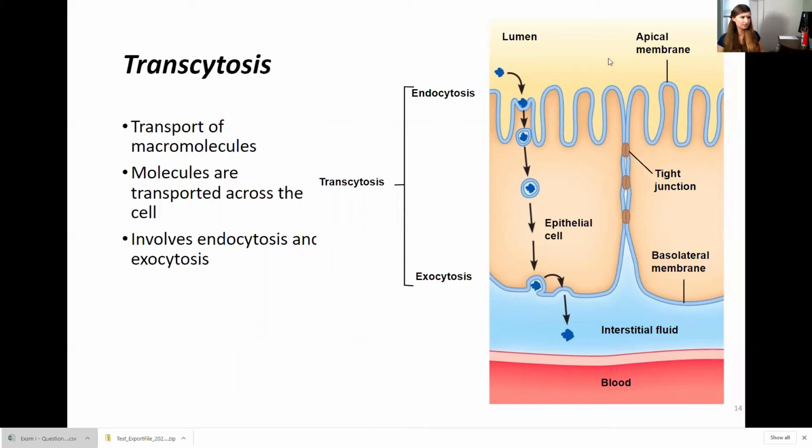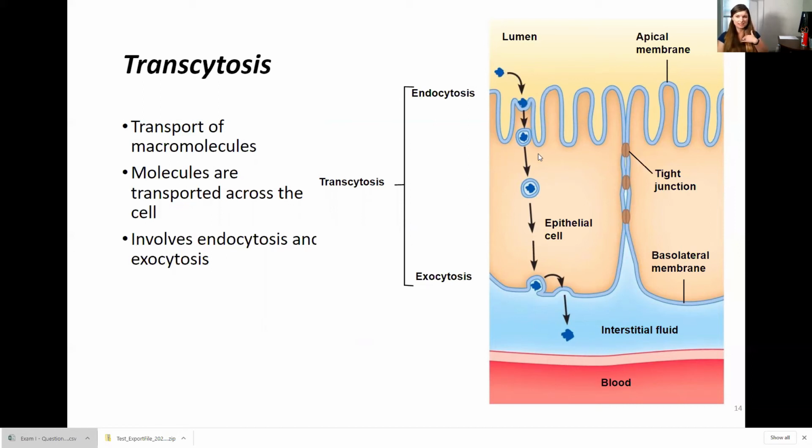So what happens? So we have our big macromolecule particle here. You can see this kind of blue blobby thing. That's what we're looking at. What happens is that it hits the apical membrane, and then that membrane folds in. So the membrane folds in, forms a little pocket. That pocket breaks off. It's now what we call a vesicle, which is just like a little bag that's holding that macromolecule. This half of this pathway is called endocytosis.